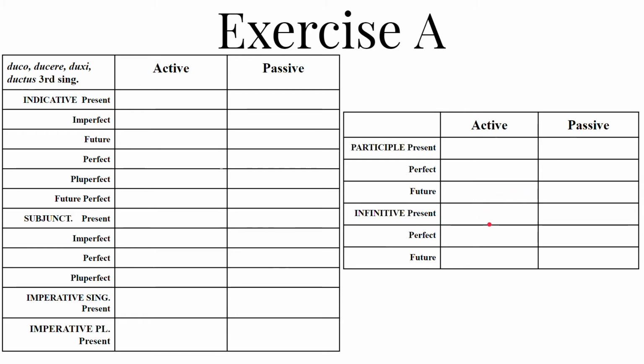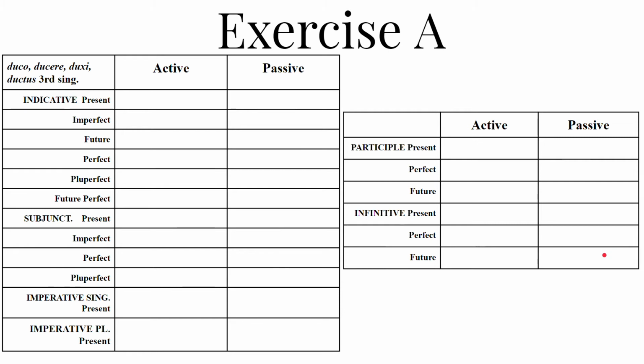The present active infinitive is ducere. Now, the present passive infinitive drops the entire ERE because the E is short and adds an I, so we get, wait for it, duci. The perfect active is dux, and then isse, duxisse. The perfect passive is ductus esse. The future active is ducturus esse. And the future passive is ductum iri.